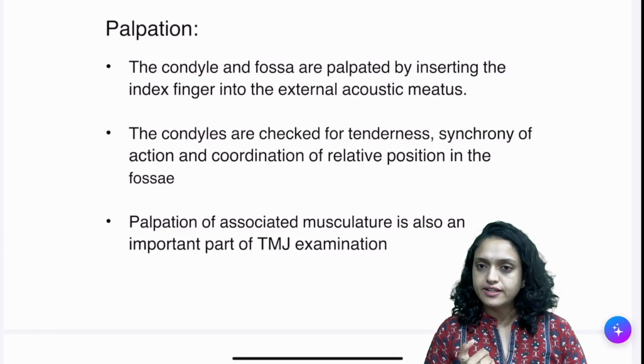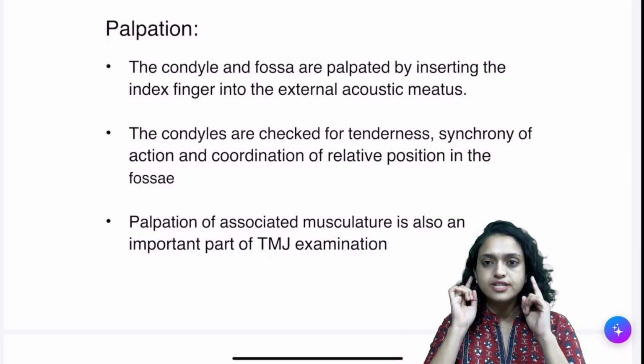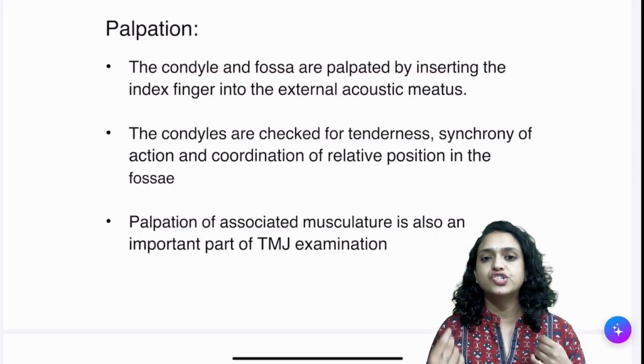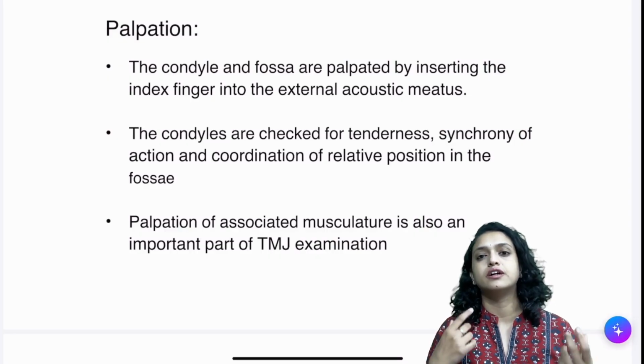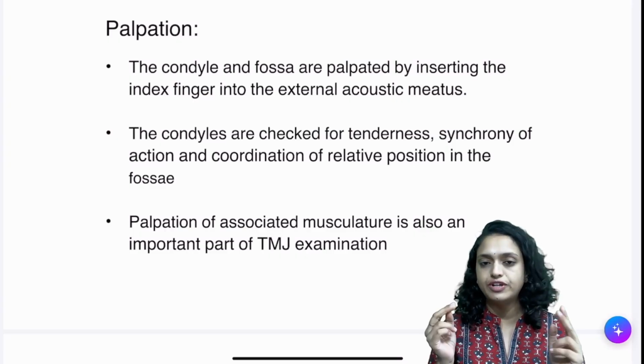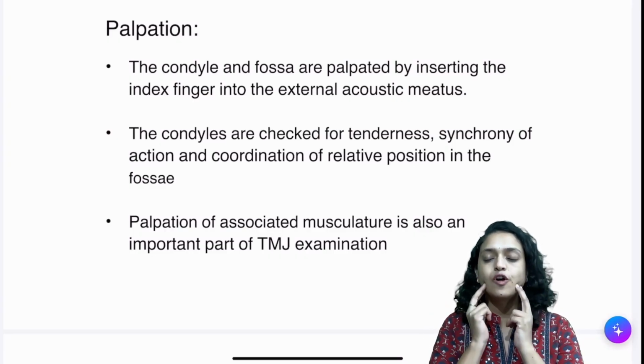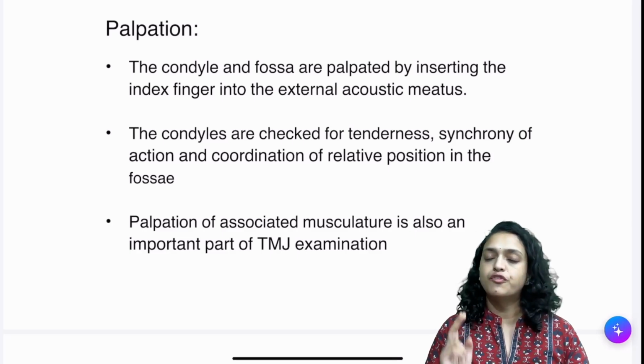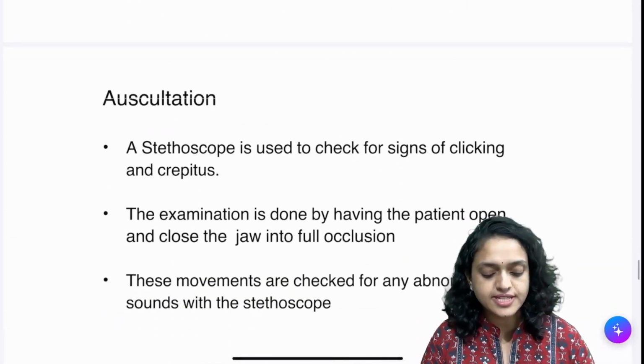You check for tenderness, you check for synchrony or coordination of the condylar movement, and also you check for any associated clicking sounds that you could feel, and also you have to palpate all the muscles of mastication for any tenderness. Next is auscultation.